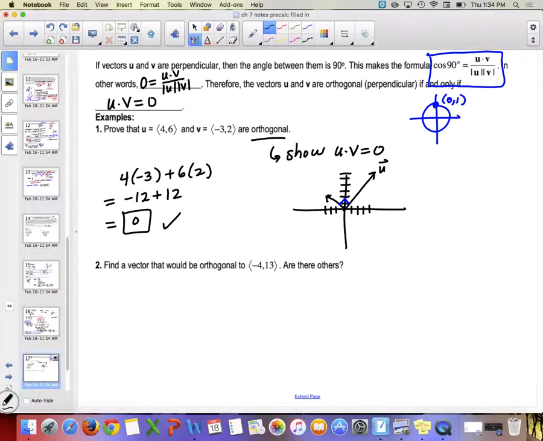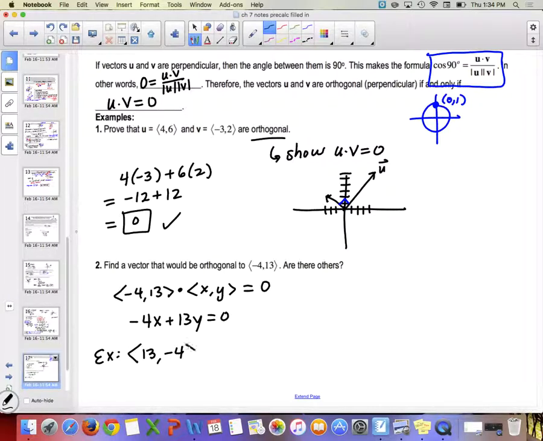All right, so find a vector that would be orthogonal to -4, comma 13. Basically, if I do the dot product with some vector x, y, I want to get 0. So -4 times x plus 13y has to equal 0. It could totally be possible. So what's one example? Can anybody come up with one? 13, -4. Yeah, 13 and -4. That works. Do you guys see it?